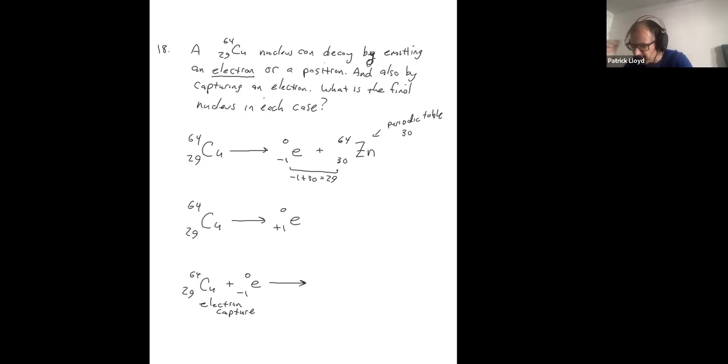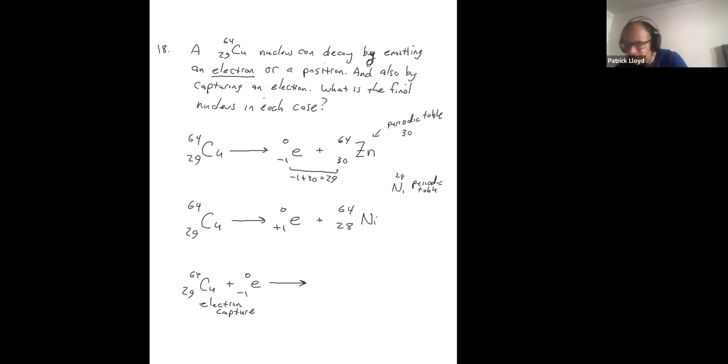Okay, let's try the second one. 29 equals 1 plus 28. Right, 28 plus 1 is 29. So that's the bottom. Let's do the top. 64 equals 0 plus 64. Right. So then we go to the periodic table. We look up number 28, and that turns out to be nickel. Right. Nickel is element number 28. Again, you go to the periodic table.